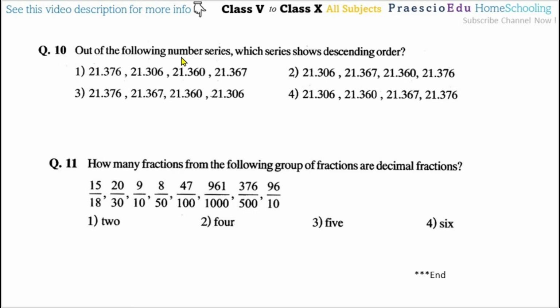Now question number 10. Out of the following number series, which series shows descending order? Descending means bigger to smaller. So the first should be bigger. Now option number 1 we will check. 21 here, also 21 here, 21 here, also 21. So on the 10th place we will check. So here 3, 3, 3, here 3. Then we will check for the 100th. The 100th here 7, 0, again 6, means the numbers are not in perfect order, so this option is incorrect. Option number 2, all are 21.